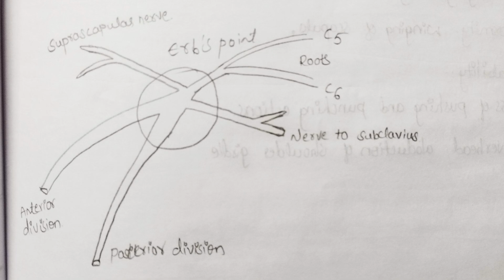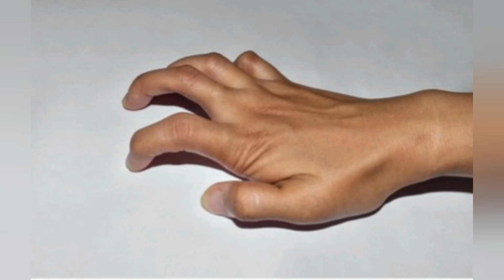Next, we will discuss the policeman's tip hand, waiter's tip hand and porter's tip hand. You can see in the diagram, first I show one baby's diagram. How the hand looks, somewhat backwards and bent. It is called policeman's tip hand, waiter's tip hand or porter's tip hand. Next, we will discuss Klumpke's paralysis.